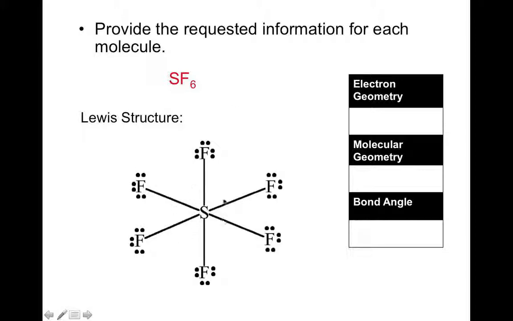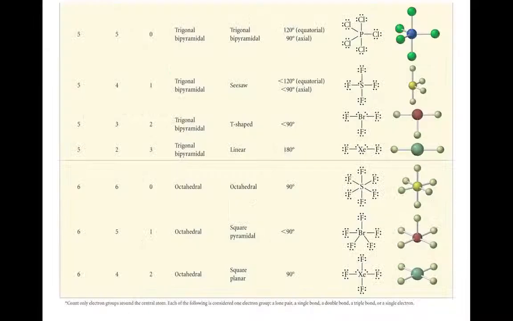So around the central sulfur atom, I have 1, 2, 3, 4, 5, 6 bonded atoms. No lone pairs. And so when I go to that table, 6 electron groups tells me the electron geometry is octahedral. If I have no lone pairs, then the molecular geometry is also octahedral, and the bond angle is the ideal bond angle of 90 degrees.